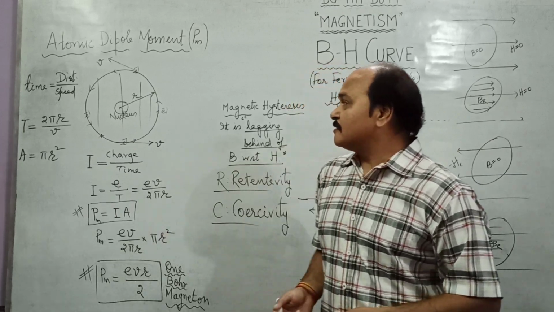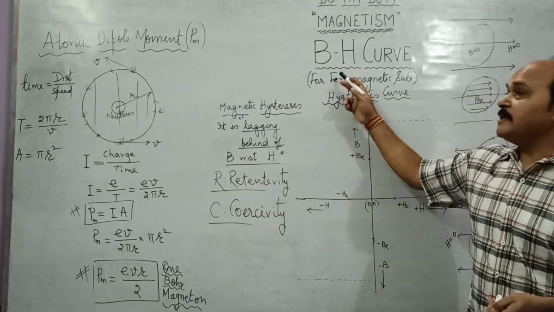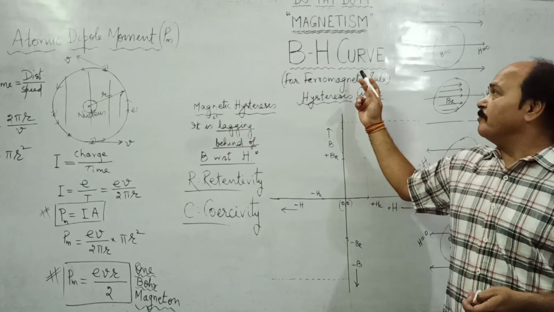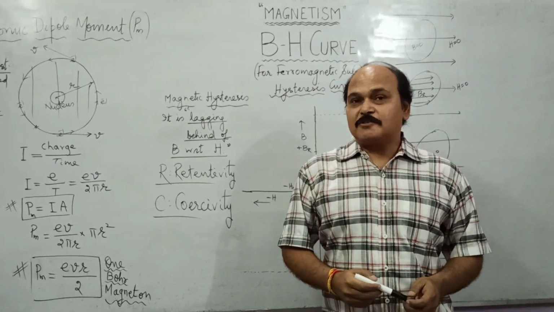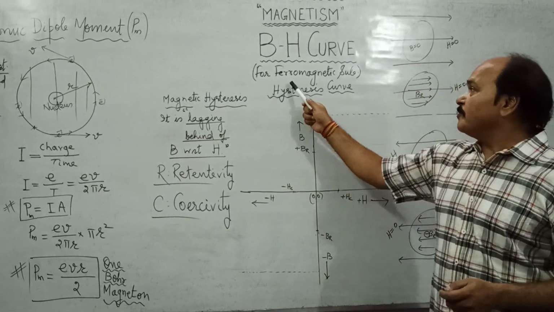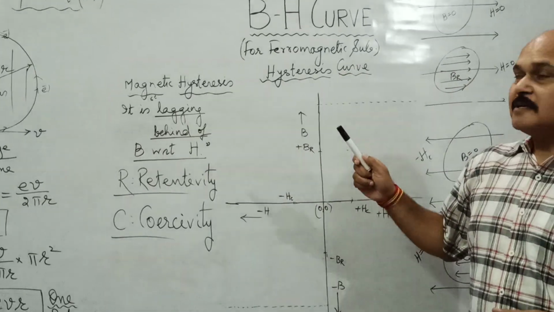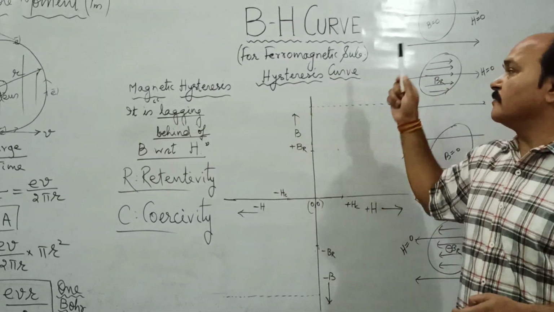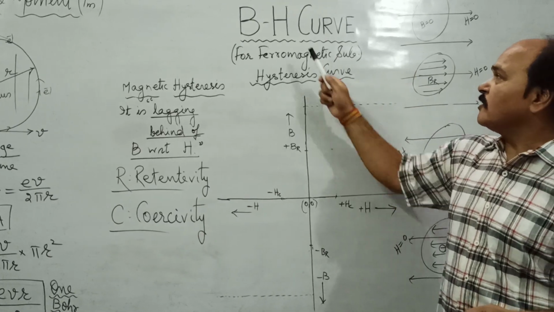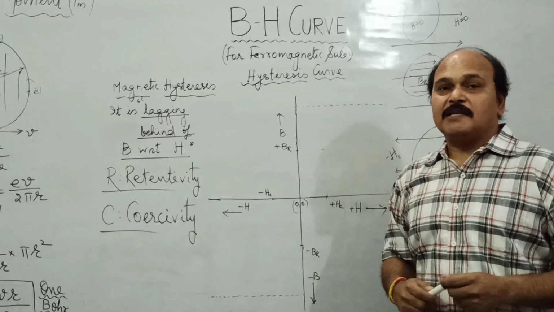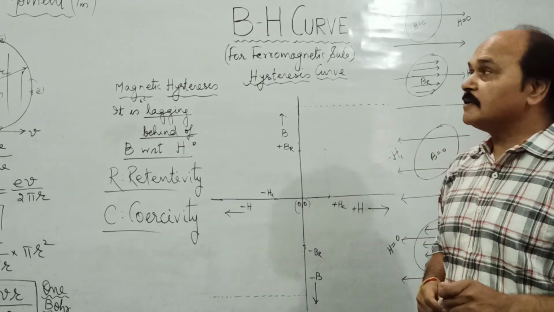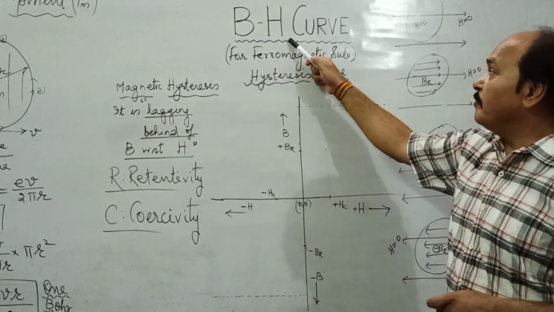Well, now let's move on to the BH curve. The BH curve, children, is a very popular curve which is drawn only for ferromagnetic substances. It is also called the hysteresis curve. Well, what is B in this BH curve? B is the net magnetic field in the substance, which we have already studied, and this H is the magnetizing field.